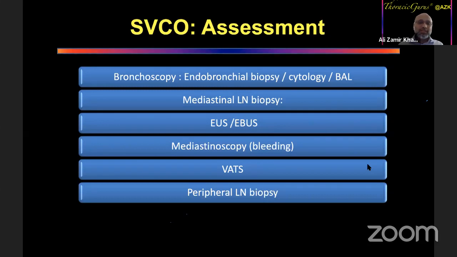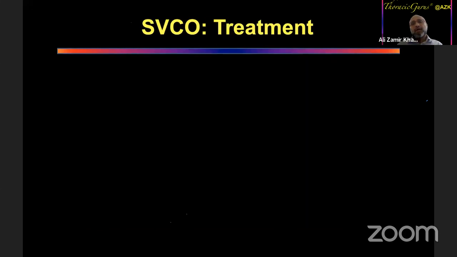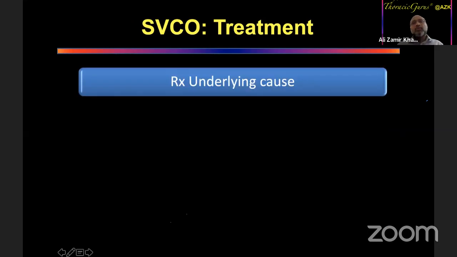But you must do a good assessment to look at the peripheral lymph nodes, because if it's a lymphoma, the biopsy may be amenable either in the femoral, axillary, or some other area. So you will be able to save getting into the mediastinum. And of course, sputum cytology, pleural fluid cytology if present. But don't forget, send it for microbiology. You need to know if this is tuberculous lymphadenopathy. So it's quite important to have a good look at this patient to find out the cause of the SVC obstruction. Okay. So what is the principle of treatment of SVC obstruction?